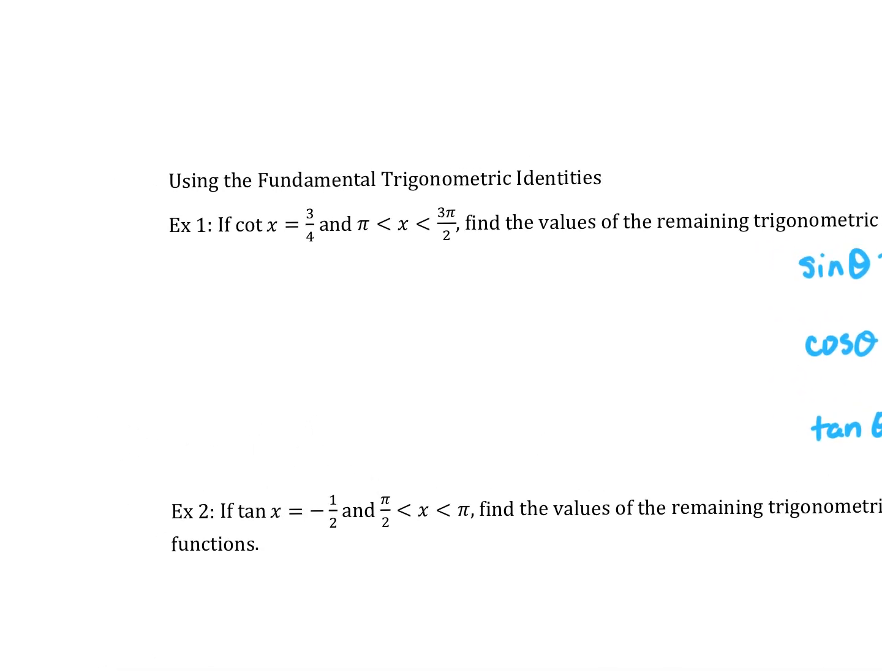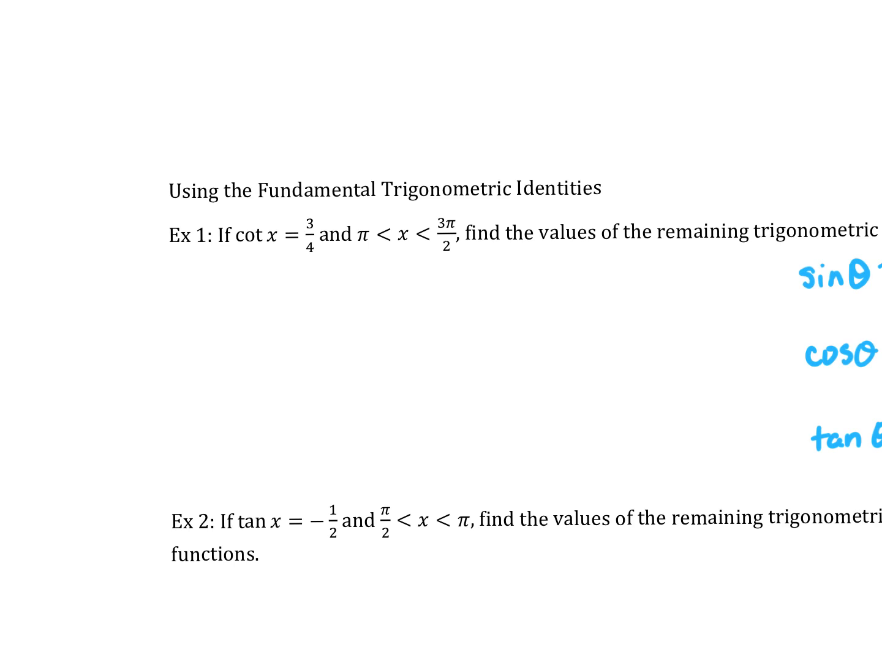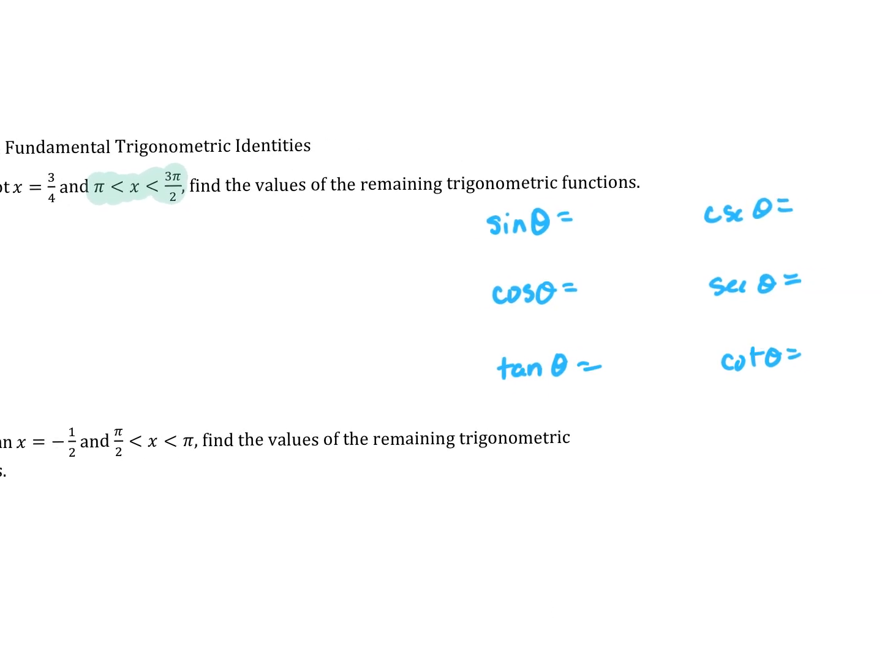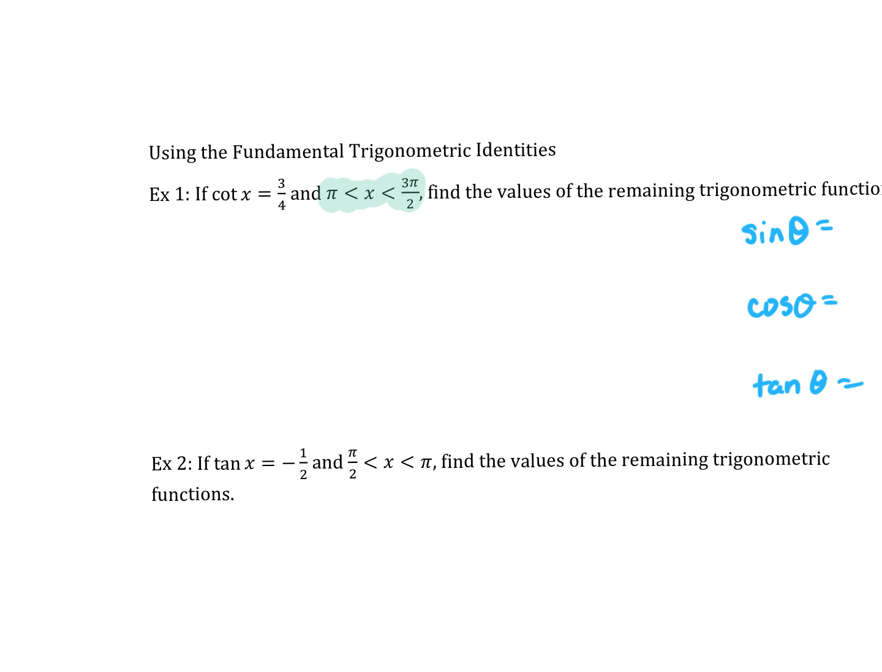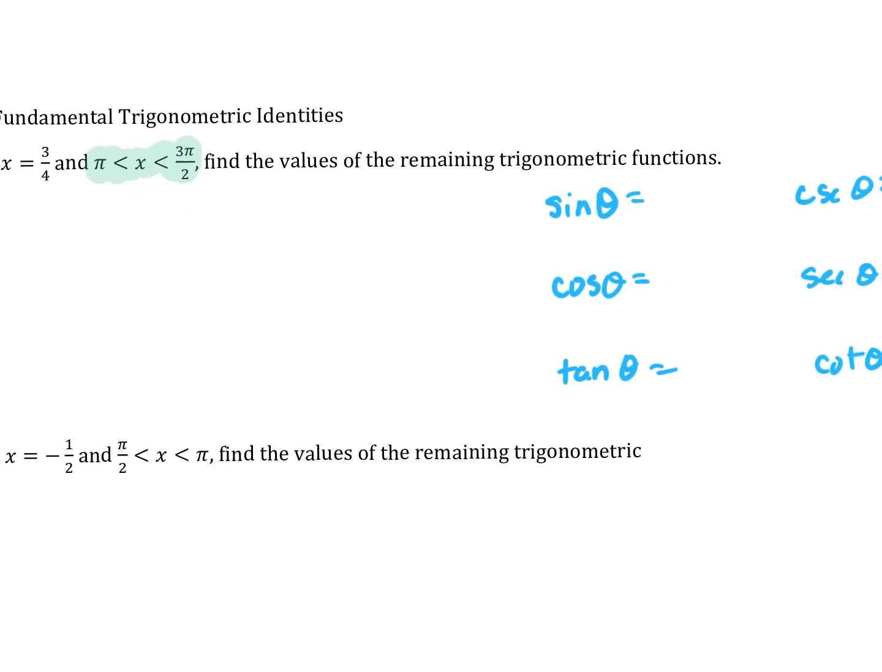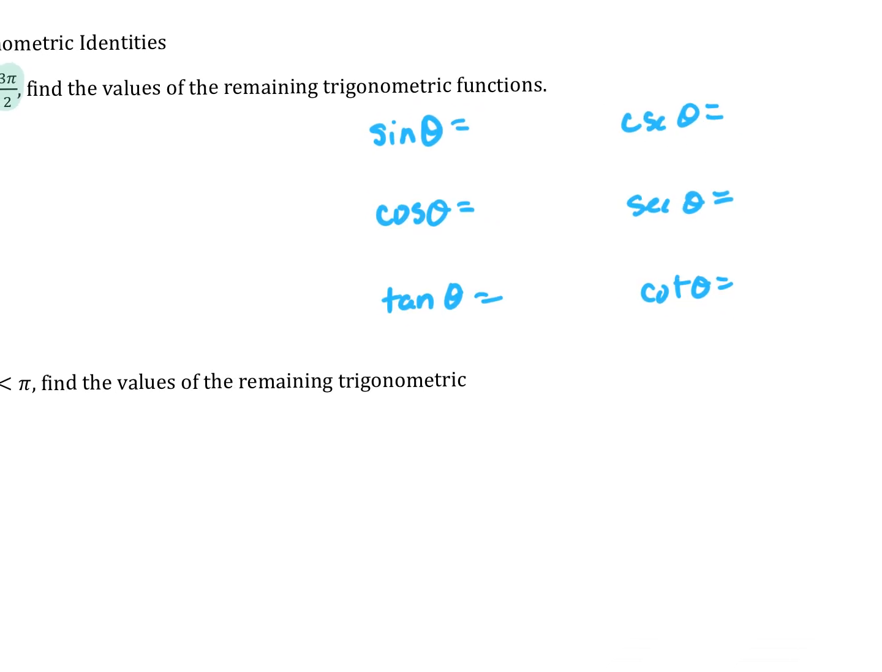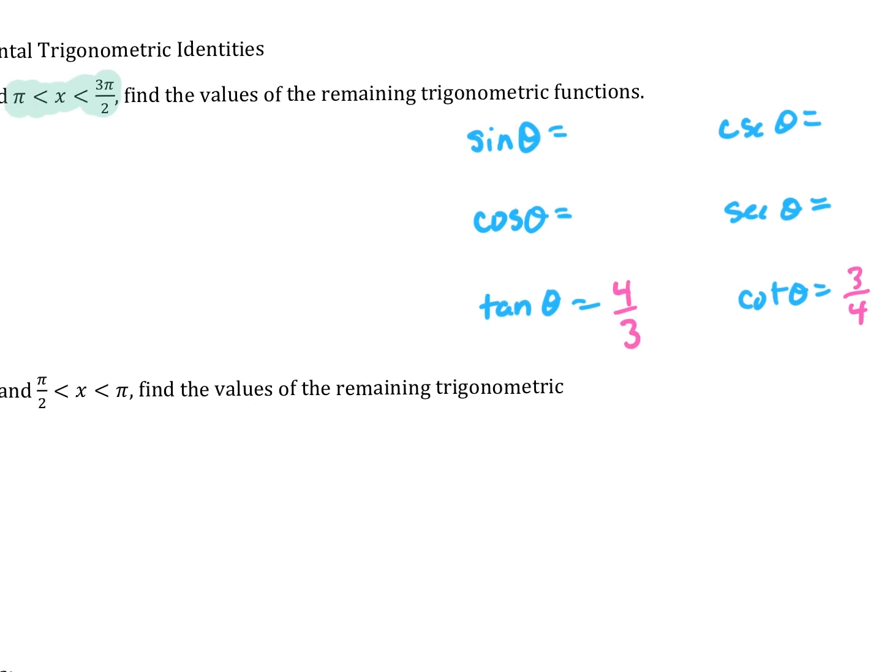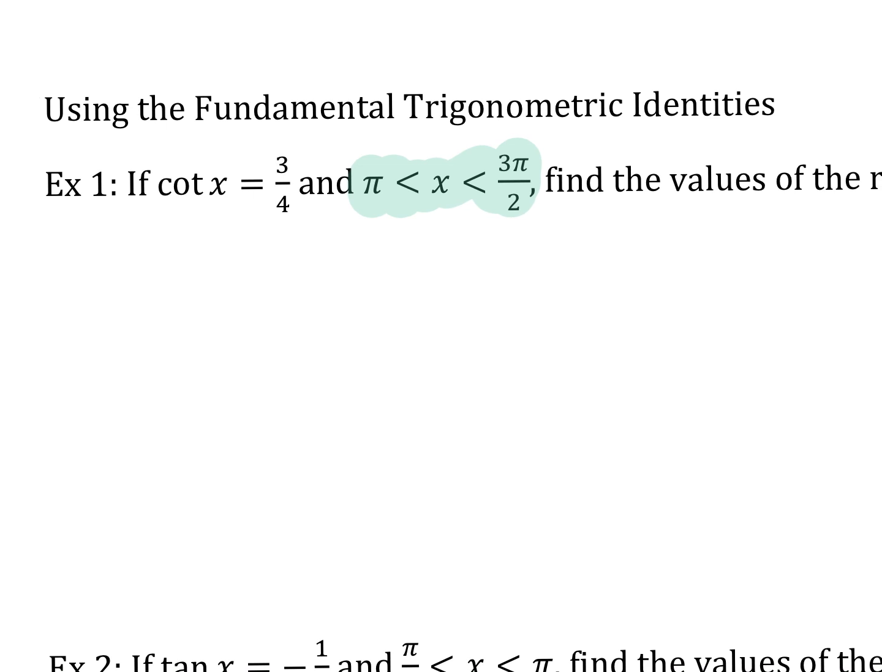Okay, this is telling us what quadrant we are in. And that helps us decide on what our signs should be for all of our trig functions. We only have to find 4 trig functions because we're already given one, which means we can get the second one. So if the cotangent of theta, or x, is 3 over 4, then we know that the tangent is 4 over 3, right? And we are in what quadrant?